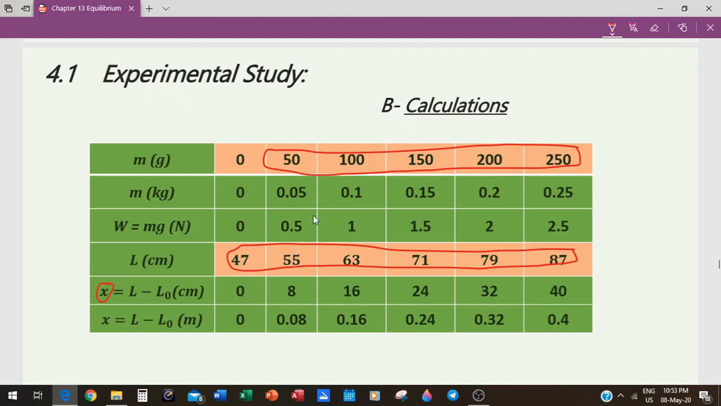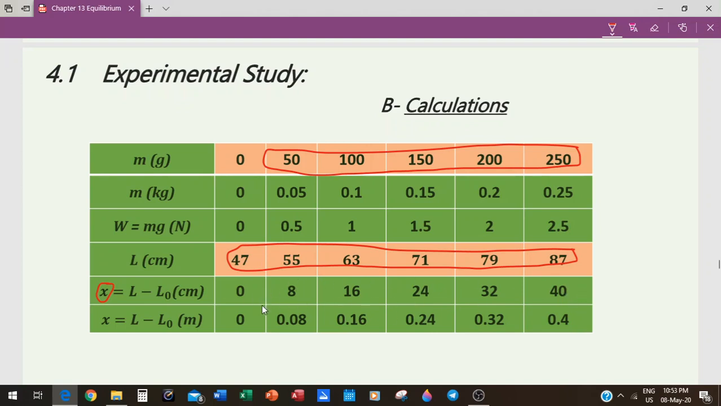When the mass, as we said, this is 54, or here 55. 55 minus 47 is 8 centimeters. 63 minus 47 is 16. 71 minus 47 is 24. 79 minus 47 is 32. And 87 minus 47 is 40. These are the elongations of the spring in centimeters.